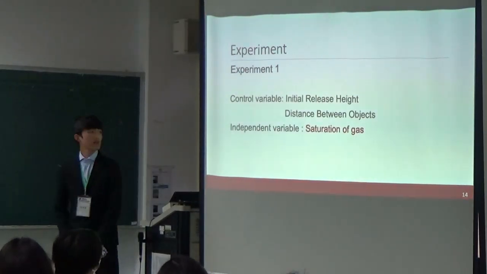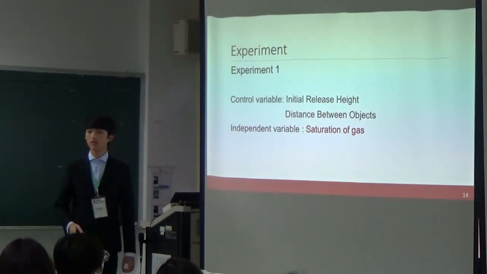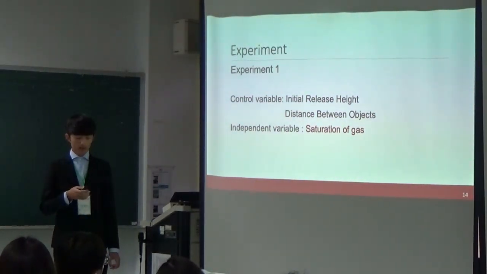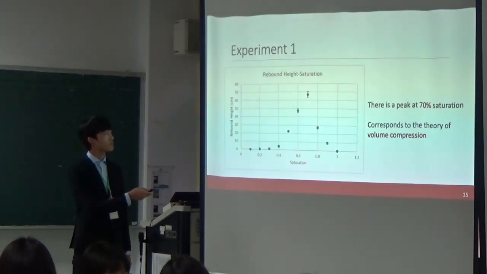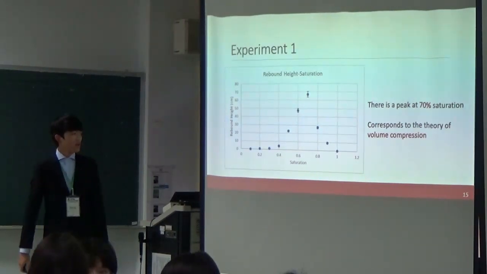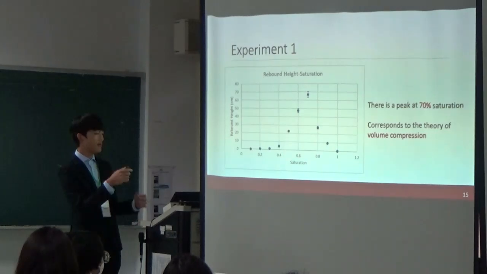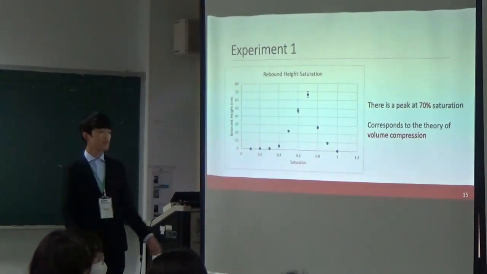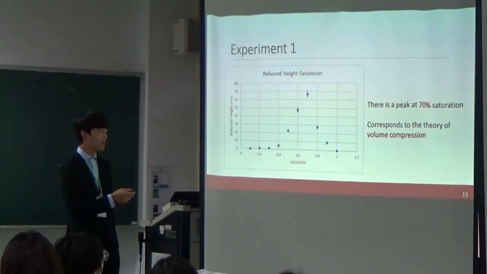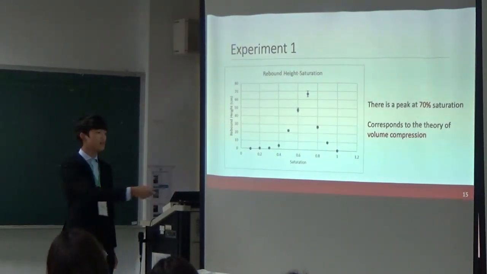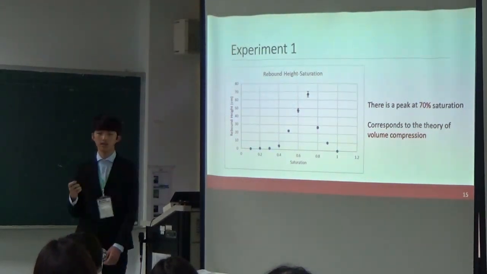And for our experiment, first we want to find the effect of the saturation of gas on the rebound height of the marble. So this is a result of different saturations. So if the saturation is 10%, the value of x is 0.1, and 20% is 0.2, and so the maximum is 1 with 100% saturation.